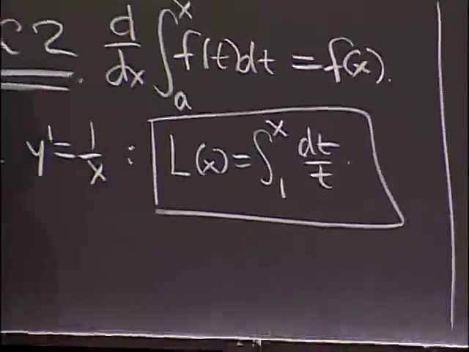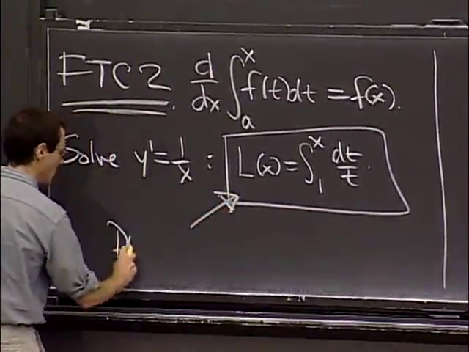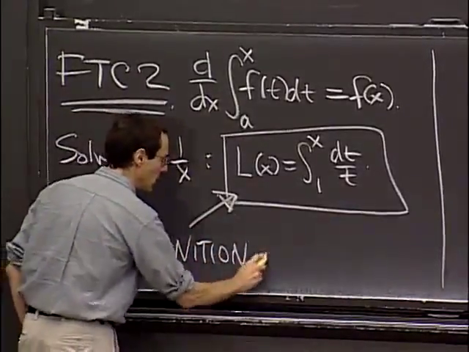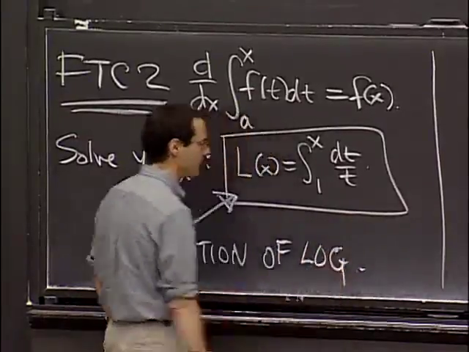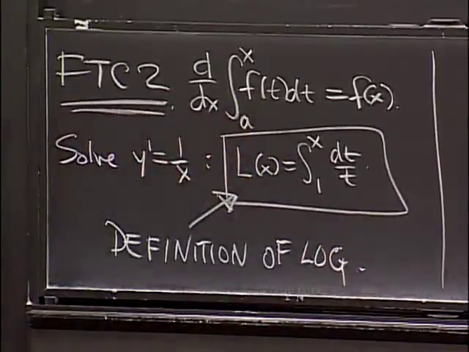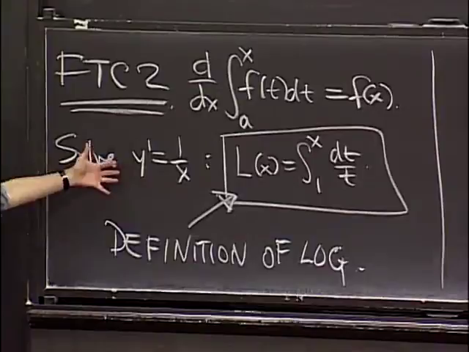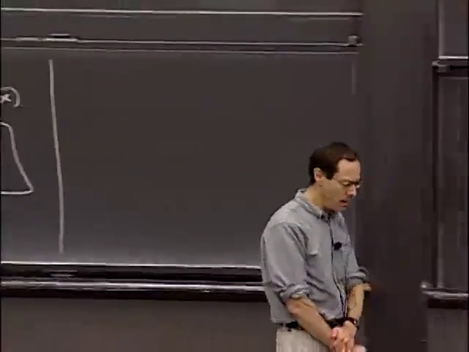So what we're going to do right now is we're going to take this to be the definition of the logarithm. And if we do that, then I claim that we can read off the properties of the logarithm just about as easily as we could before. And so I'll illustrate that now.